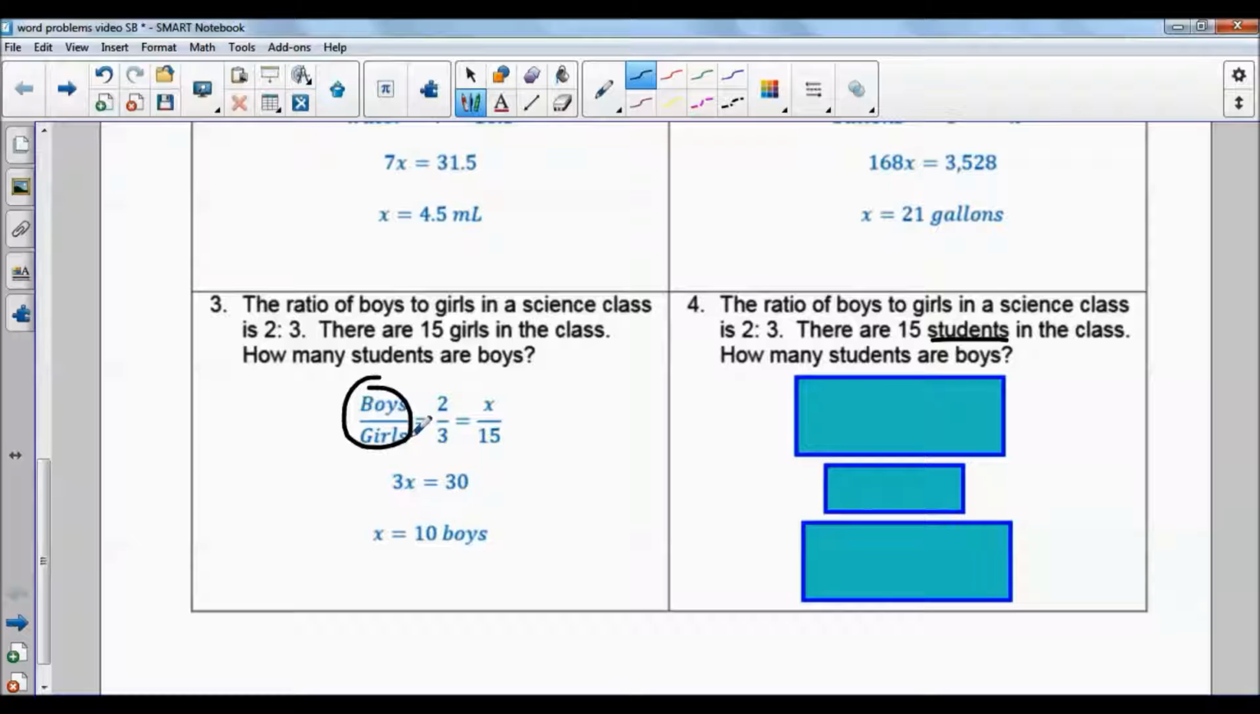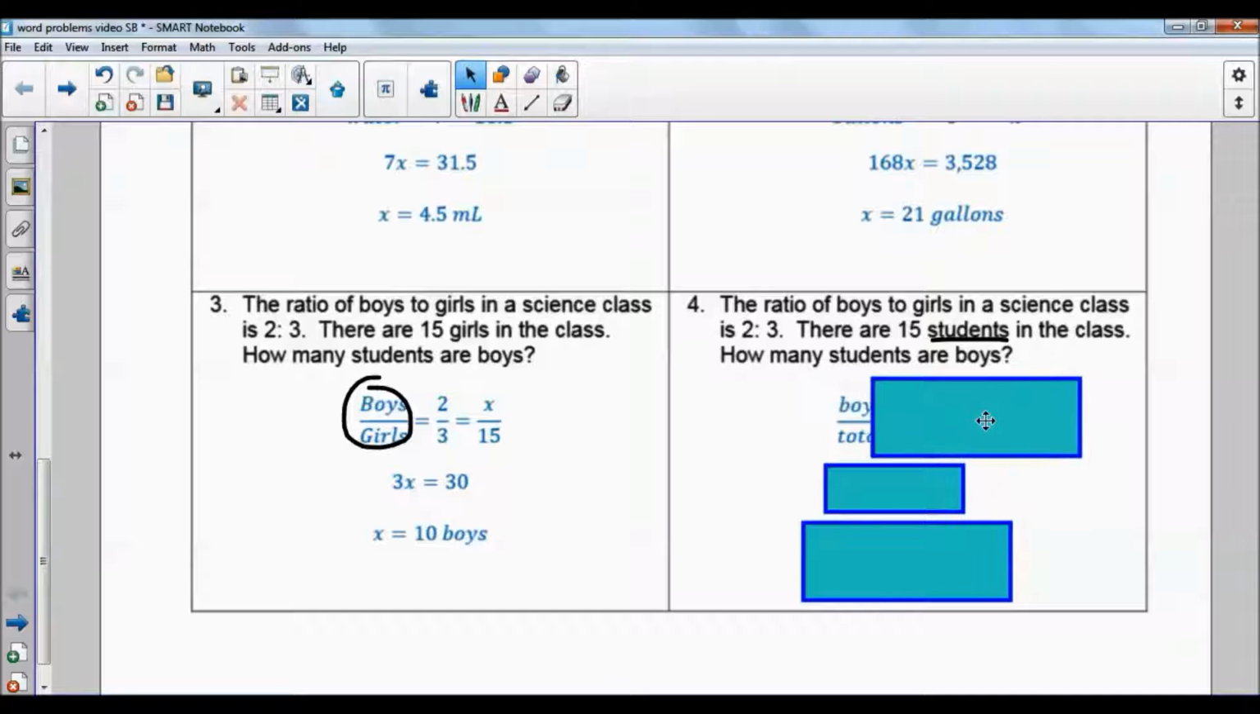If we tried to fill that in again, we could fill in the 2/3, but our 15 doesn't fit into that word ratio. It doesn't describe boys and it doesn't describe girls. It describes the total number in the class. So we have to write a different kind of ratio here. Here we're comparing students, the total number of students, to boys, because that's what we're trying to find. Okay, so we're going to look at our question. Our question says how many students are boys, so we need boys in our ratio. And the other thing we need is this total number of students. Okay, so we're looking at boys to total.